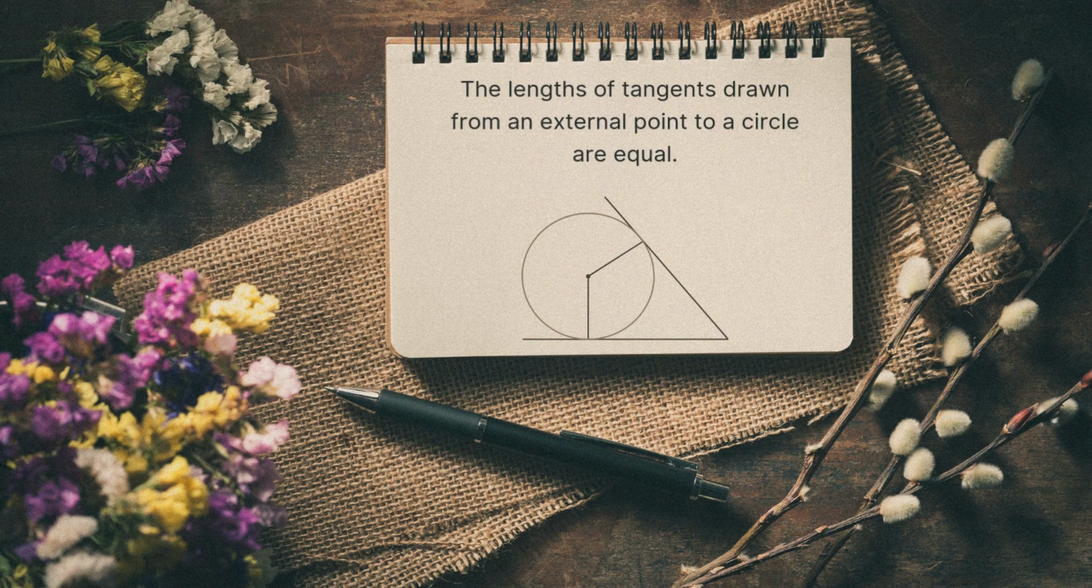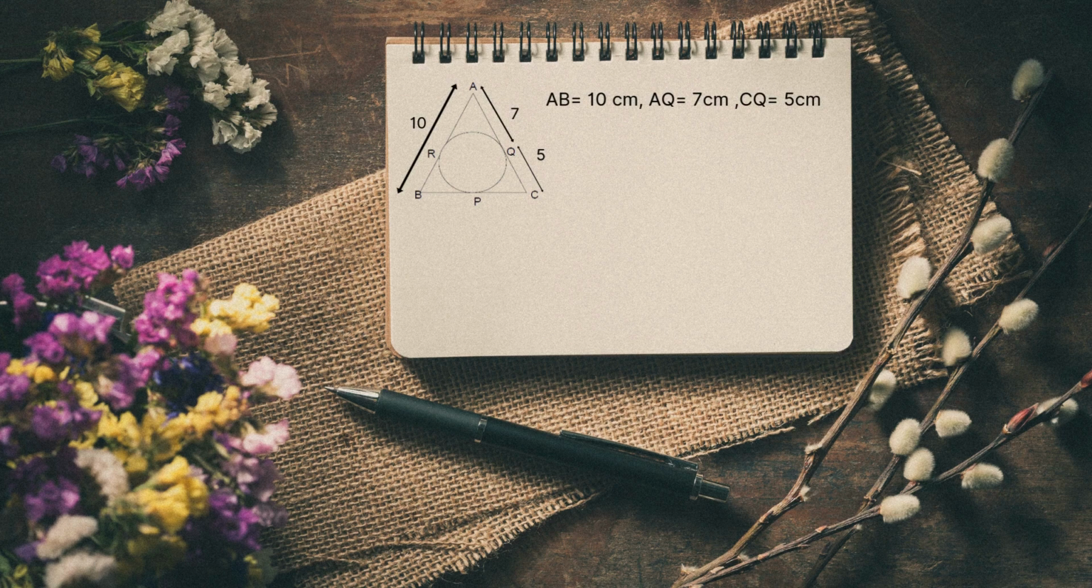Using the same, we can say that when AB is 10, AQ is 7 and CQ is 5 as given in the question, AR would be equal to AQ. So both would be 7 centimeters.